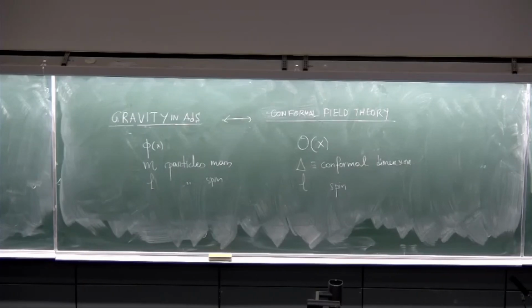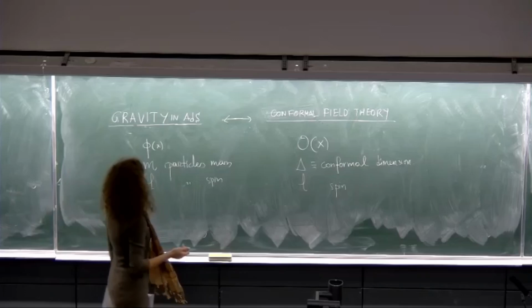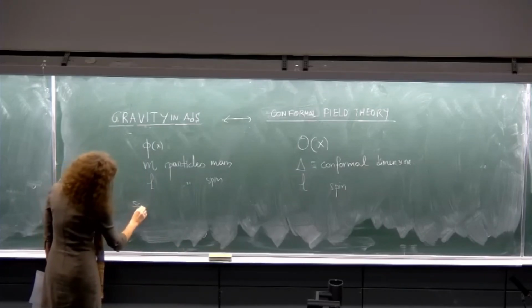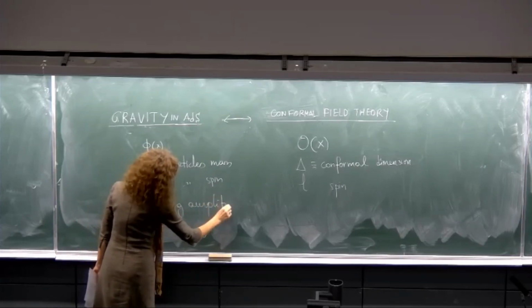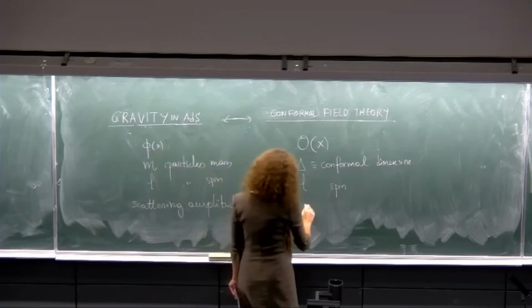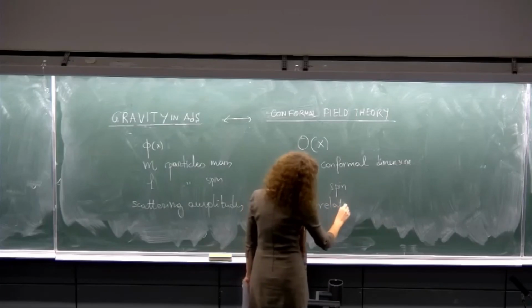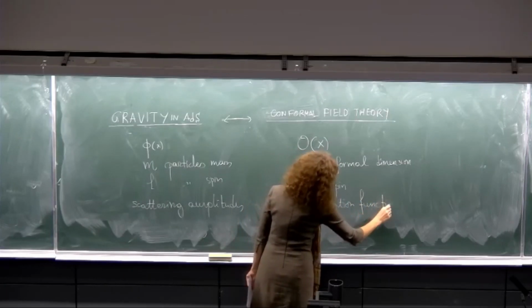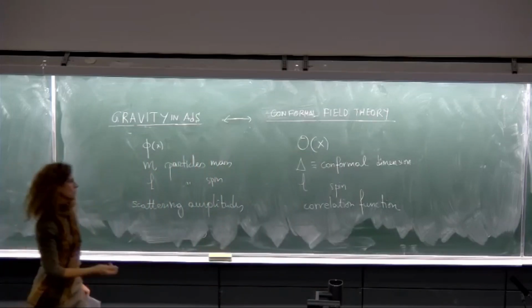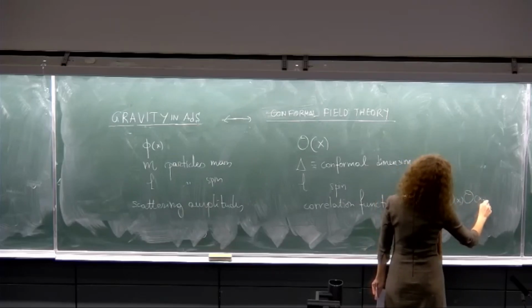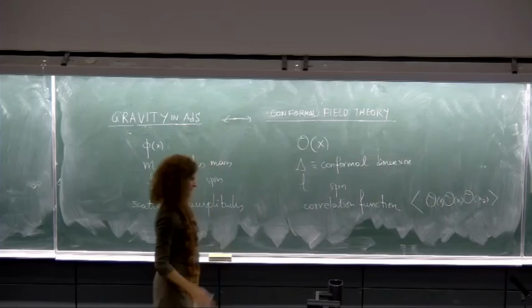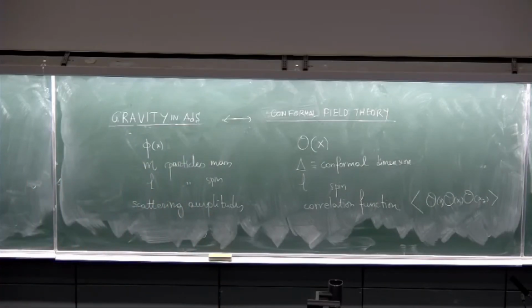And then, maybe for those of you that have done a little bit of QFT, studying scattering amplitudes here would give you information about what is called a correlation function. Now, for those of you that don't know, what is a correlation function? It's something that measures how operators at different points are correlated with each other, how they affect each other. Okay, and usually we denote it with this symbol, like an expectation value.